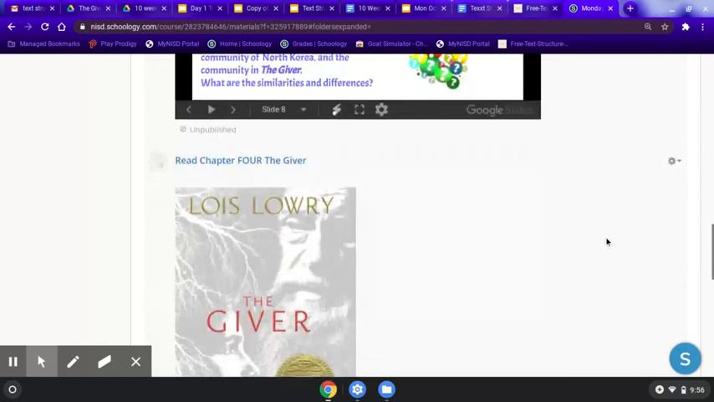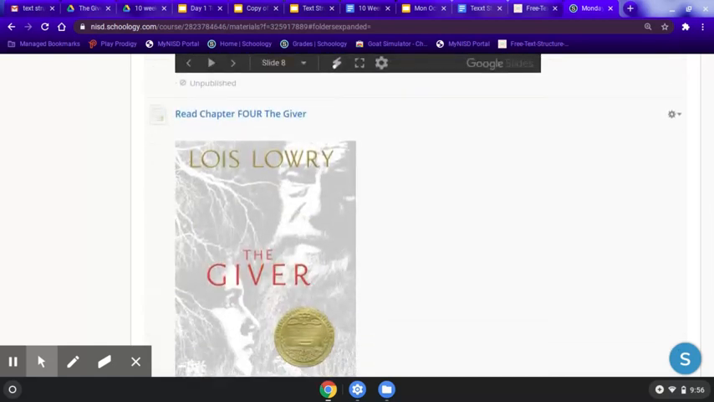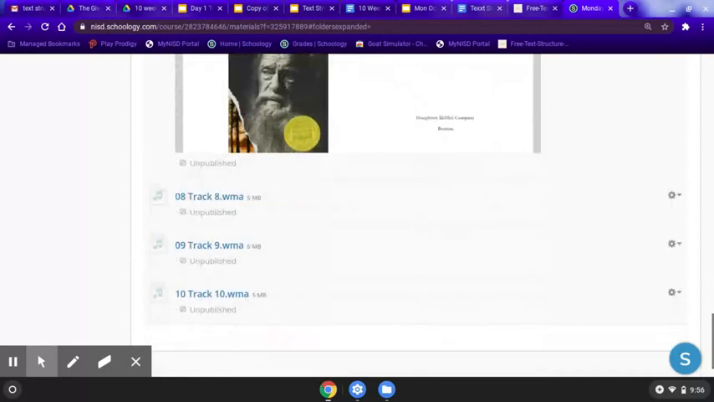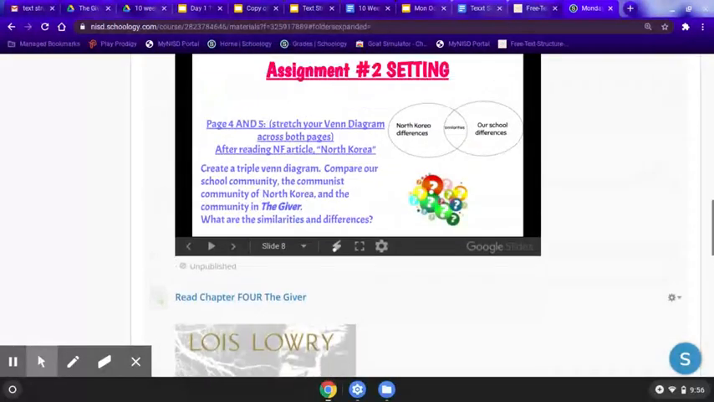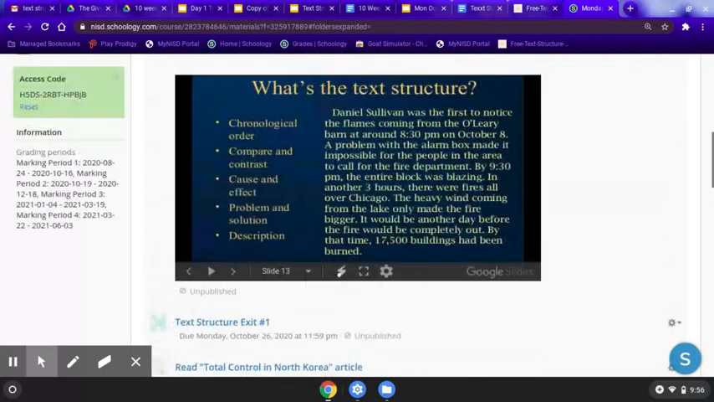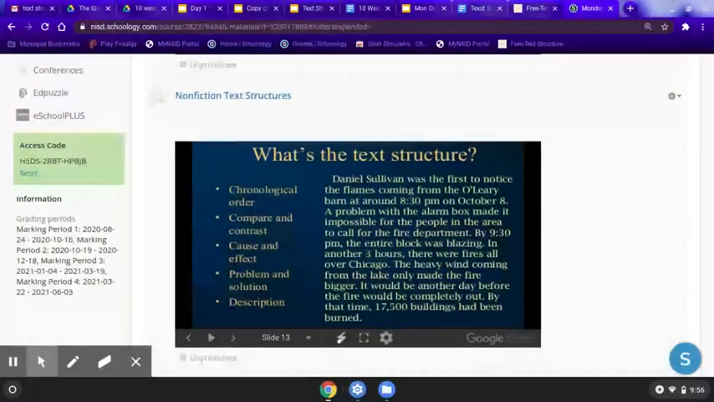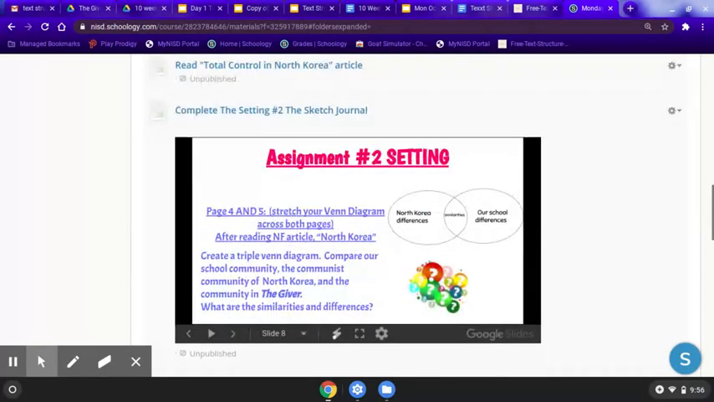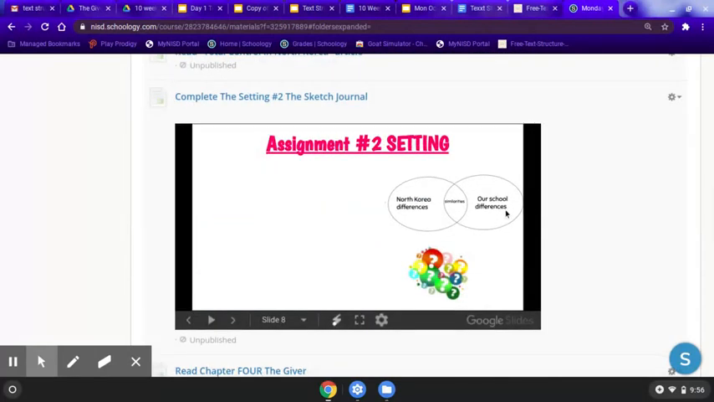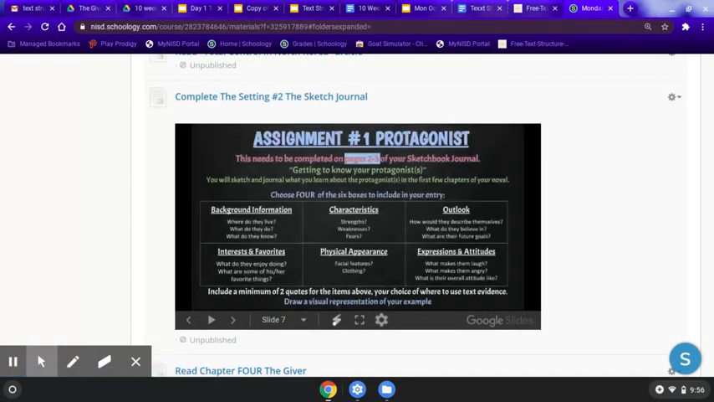And then we're going to finish with reading chapter 4 of The Giver. There are some audios here for you to use. Make sure you are taking notes of the events that are occurring, maybe some new characters that you have met. And I know that you still need to read more into the book to add to your 4 boxes here of the protagonist description. And so as you read, you can be updating assignment 1 in your sketch journal.